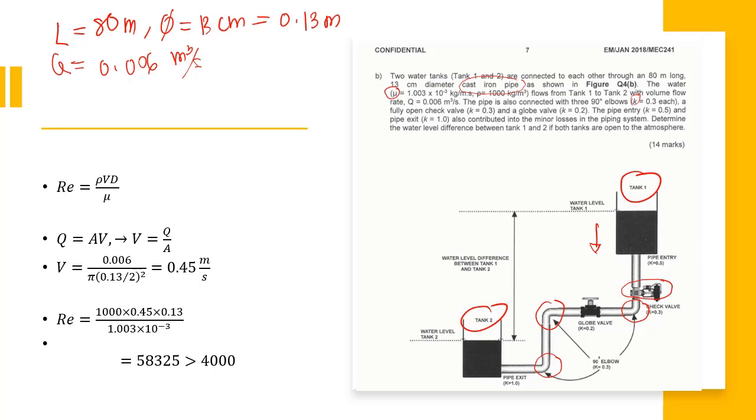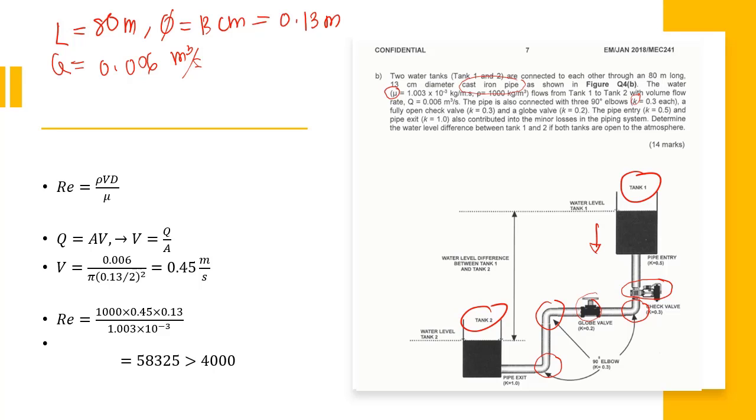Here we have a check valve, and then we have a globe valve here. The pipe entry has a coefficient of 0.5 and the pipe exit has a coefficient K equal to 1.0. They also contribute to the minor losses of the piping system. You'll be learning about minor losses and major losses later. Today we'll be looking at the friction factor only.